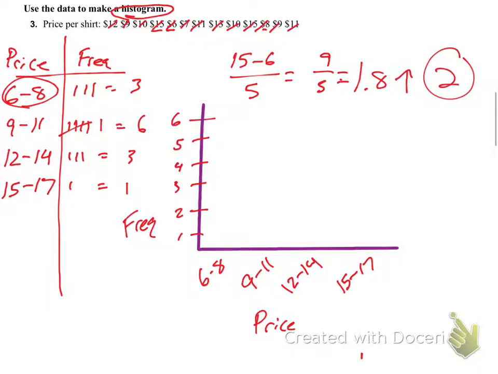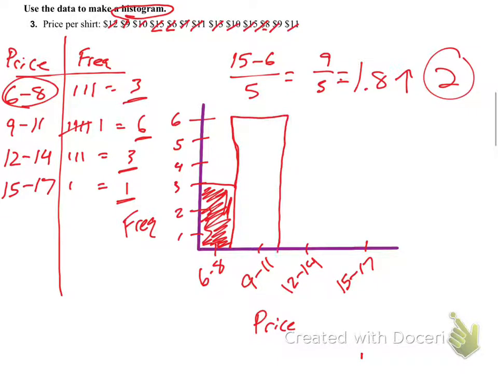All right, from here, all I need to do is then take this data over here and make my little bars. So in 6 to 8, there was 3, so I'm just going to do something like that. And then 9 to 11 was 6. So remember that the histograms have to be touching, or the bars have to be touching. And then maybe I'll do dots for this one to make it look a little different. 12 through 14 is 3.